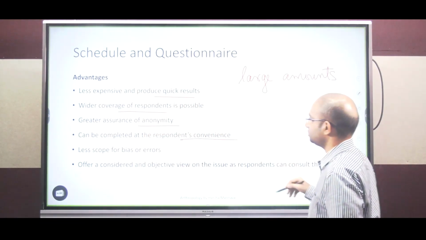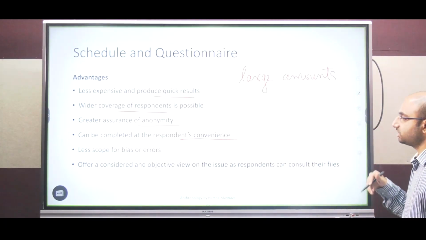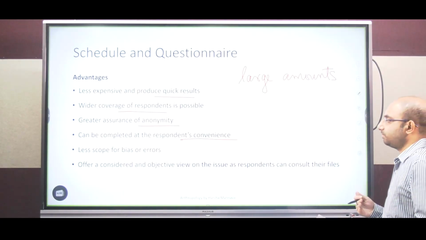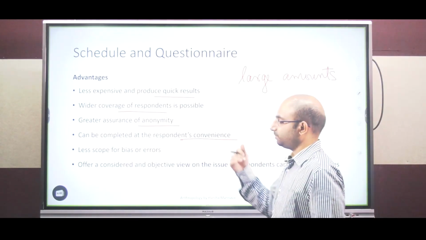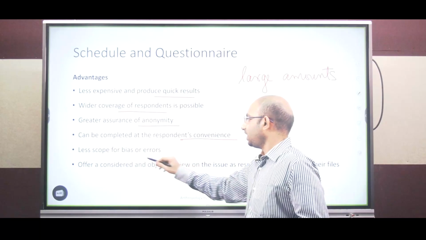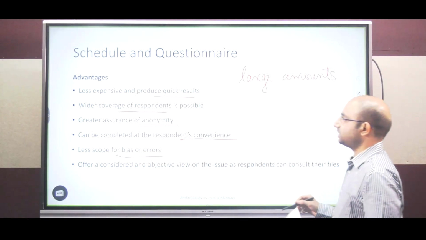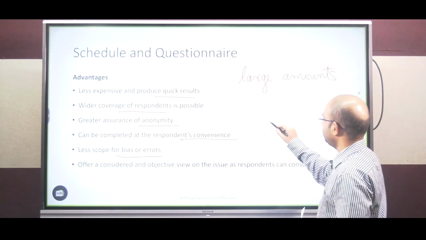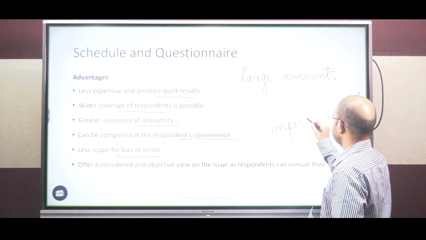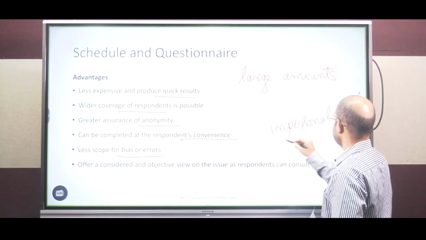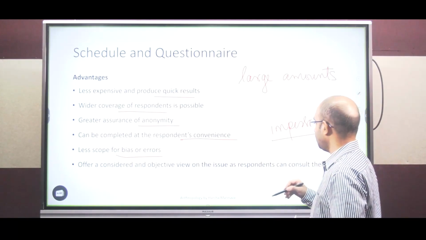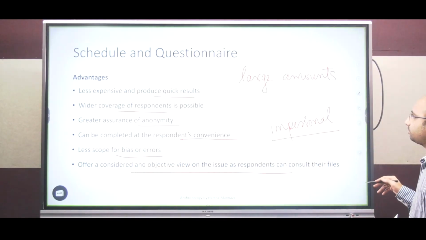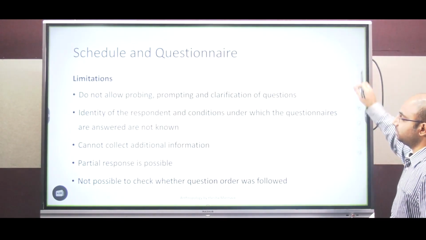convenience to respondents because they can respond at their time of convenience and they can take their own time. They can respond by being in a particular place. They need not travel to the place of interview and so on. And because of all of this, there is less scope for bias. So schedule and questionnaire are impersonal methods of data collection, and because of this, they offer a considered and objective view. There is more objectivity in this method than in other methods.